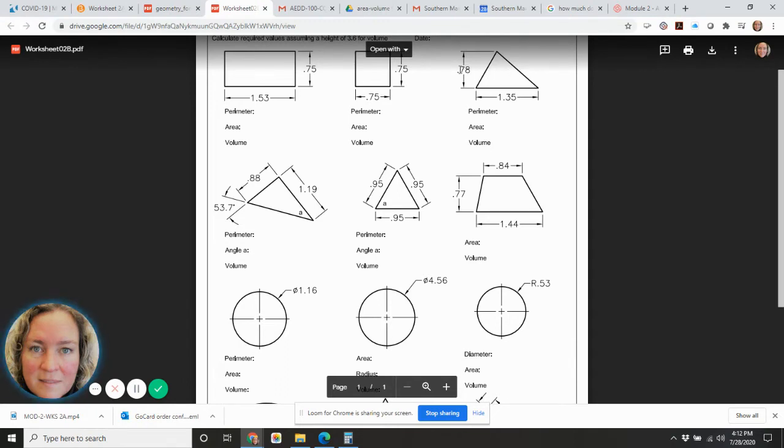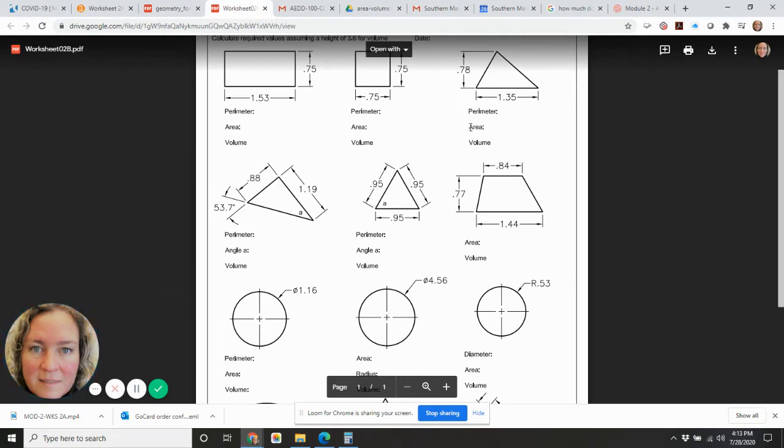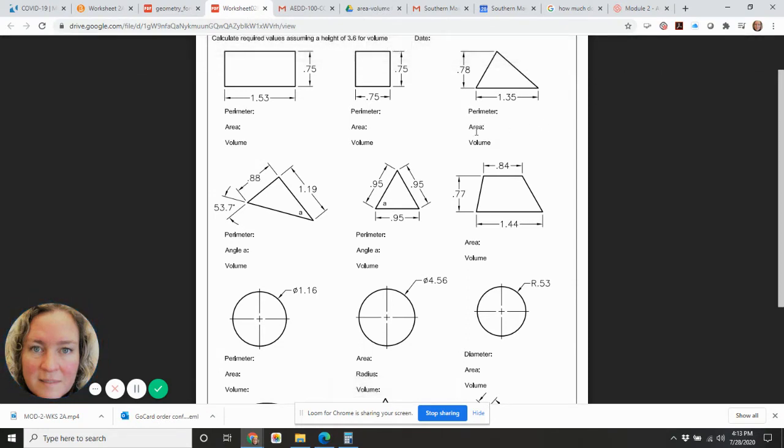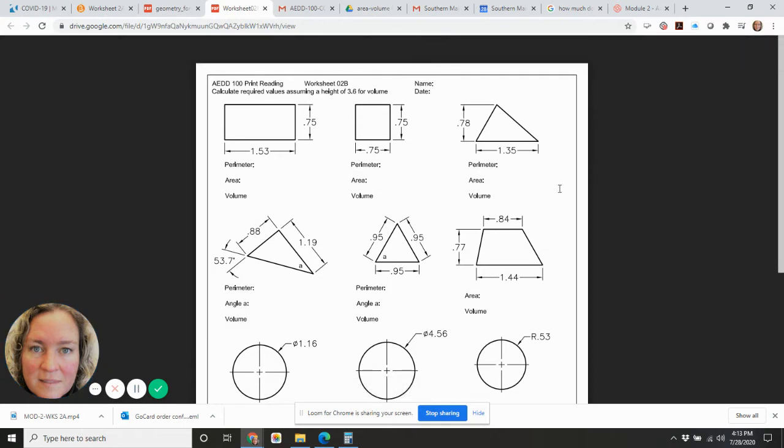So because I do have height and base information, if we go back to our reference, you have height, h, and base, then you can calculate your area. So I can get the area of the triangle. Therefore, as soon as you can get area, that means you can definitely get volume, because whatever number you get by multiplying 1.35 times 0.78, you multiply that number times 3.6, and that's going to give you the volume.